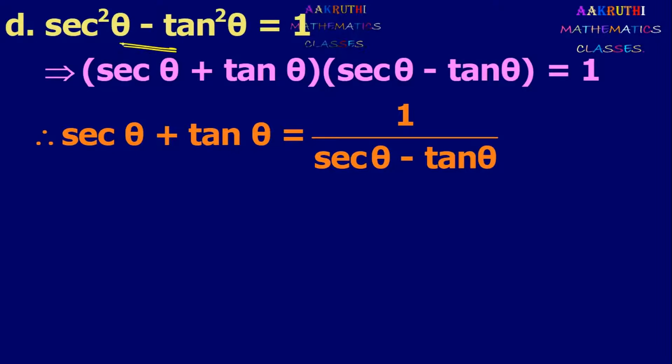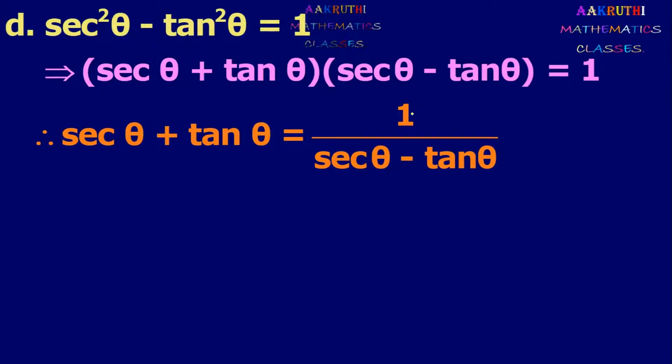So we can write secant square theta minus tan square theta as secant theta plus tan theta into secant theta minus tan theta equal to 1. So we take any one term to the other side. If we take secant theta minus tan theta to the other side, we get secant theta plus tan theta equal to 1 by secant theta minus tan theta.